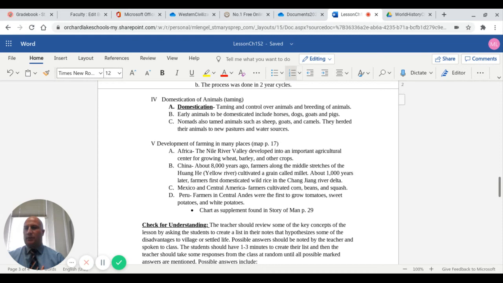In Mexico and Central America, farmers were cultivating corn, beans, and squash. This was the general diet for almost all Native American societies. These were their staple crops. In Peru, farmers in the Andes Mountains were the first known groups to grow tomatoes and sweet potatoes and also white potatoes. Now, I'm going to refer you to the map.